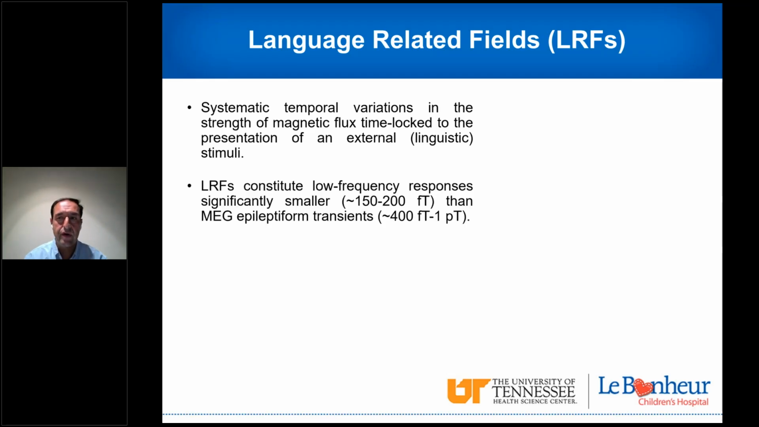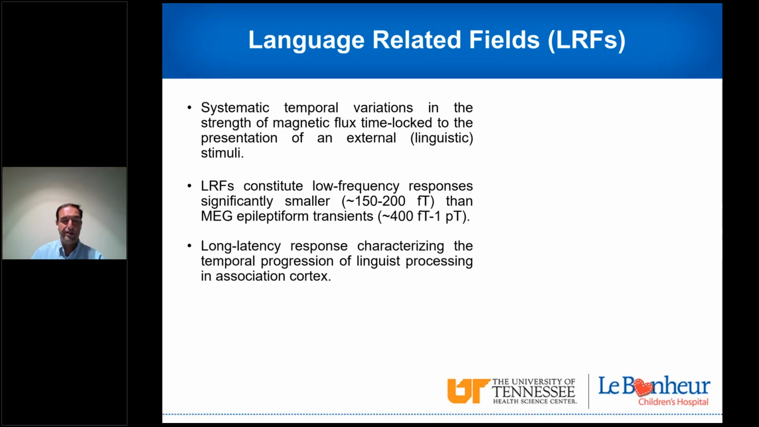One thing to remember is, in the scheme of performing functional mapping, language-related fields are low-frequency responses that are significantly smaller than, say, epileptiform transients detected on MEG, but also than more robust primary sensory responses that one might encounter in somatosensory evoked fields, auditory evoked fields, and even visually evoked fields. So we're looking at a much more variable response. It characterizes the temporal progression of areas that are engaged in a certain speech process.